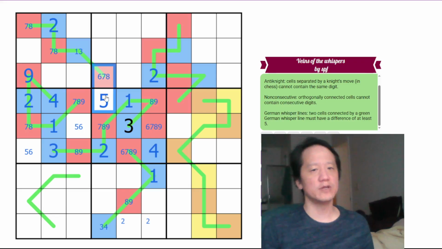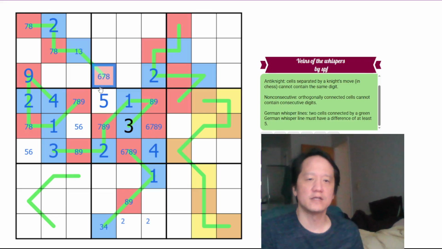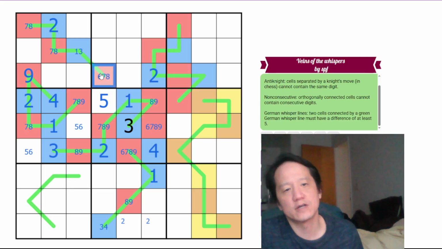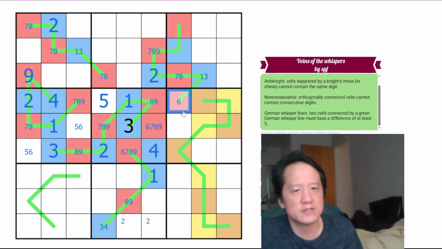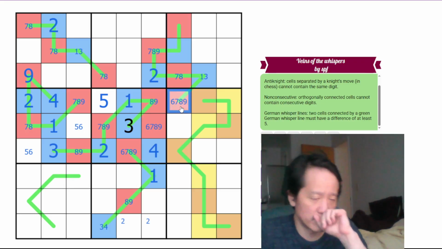6 cannot be consecutive with a 5 orthogonally. Sorry, it cannot be orthogonally connected to a 5 because they're consecutive. So this can't be 6. This is 7 or 8 also. 2 can be next to 7, 8, or 9. 7, 8 here. That leaves us 1, 2, 3. Can't be 2 though because of this 2. That leaves this as 6, 7, 8, and 9 here.